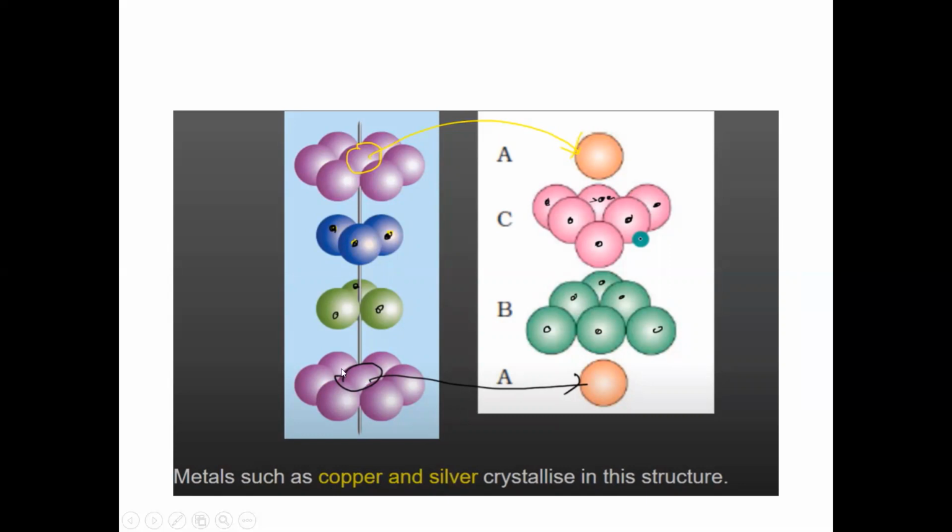In the center, the center atom is in orange color here. In the second layer, this type of arrangement, this triangle. These three are the extra atoms attached with the triangle. In the third layer, these three atoms are the extra atoms attached with this triangle.